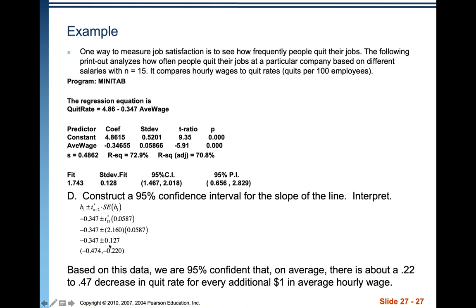And so we get our margin of error, we add and subtract it from our prediction, and we get negative 0.474 and negative 0.220. So based on this data, we are 95% confident that on average there is about a 0.22 to 0.47 decrease in quit rate for every additional dollar in average hourly wage.